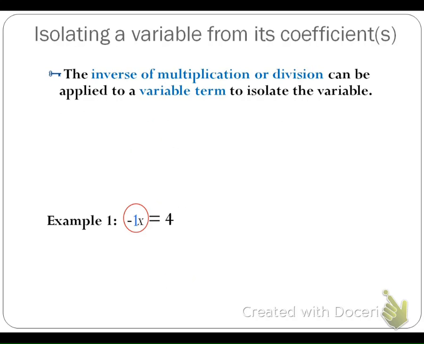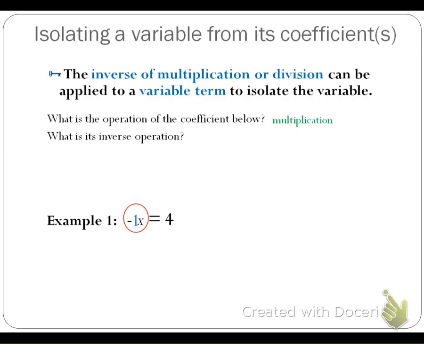So the key with isolating variables from its coefficient is you have to use the inverse of multiplication or division to isolate the variable from its coefficient. So in our first example, what is the operation of the coefficient? There you see a negative 1 that's beside our x. A coefficient beside a variable means multiplication. That's like saying negative 1 times x. The inverse is just the opposite. So what's the inverse operation of multiplication? Division. So in order to isolate this variable of x from its coefficient of negative 1, I would have to divide it by negative 1.